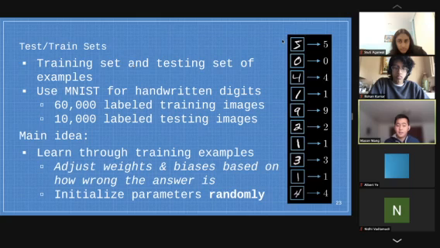So a training set is for the neural network to learn on. What it does is basically it makes a guess for one of the training set examples, and you adjust the weights and biases based on how wrong that answer is. And the testing images, so in machine learning, you have a training set and a testing set. The testing set is basically a smaller set that you set out to the side, and then you can test how well your network's doing.